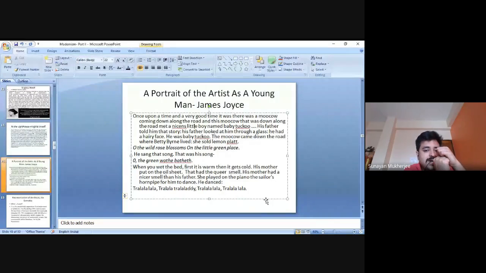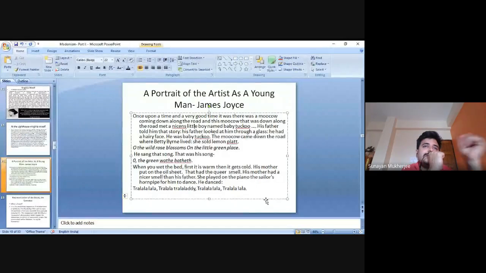His mother put on the oilsheet that had the queer smell. His mother had a nicer smell than his father. She played on the piano the sailor's hornpipe for him to dance. He danced, tra la la la la, tra la la la la, tra la la la dee, tra la la la la, tra la la la la.